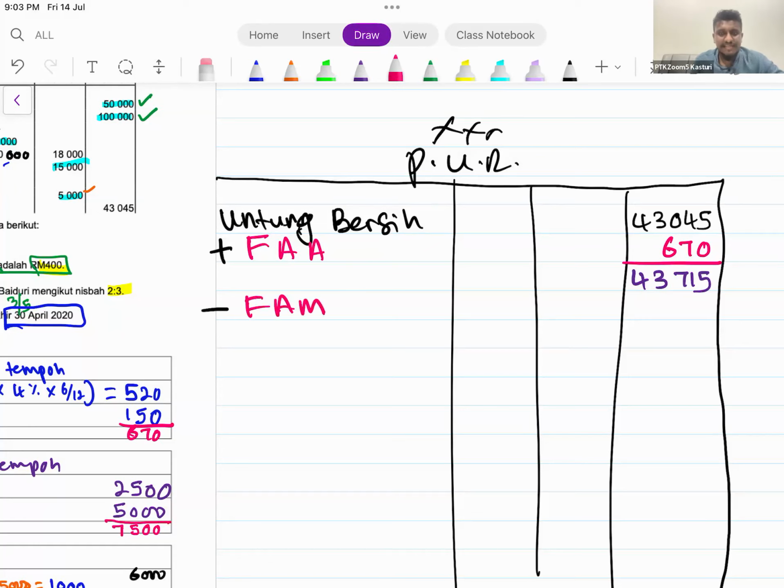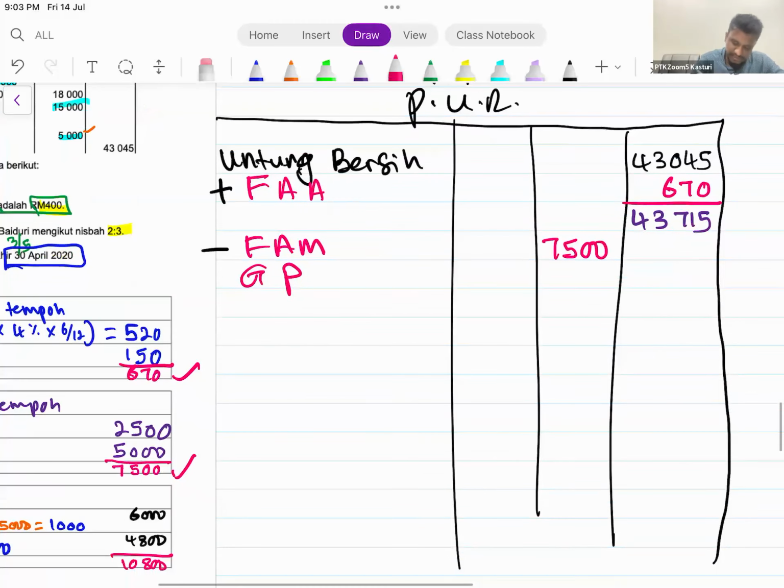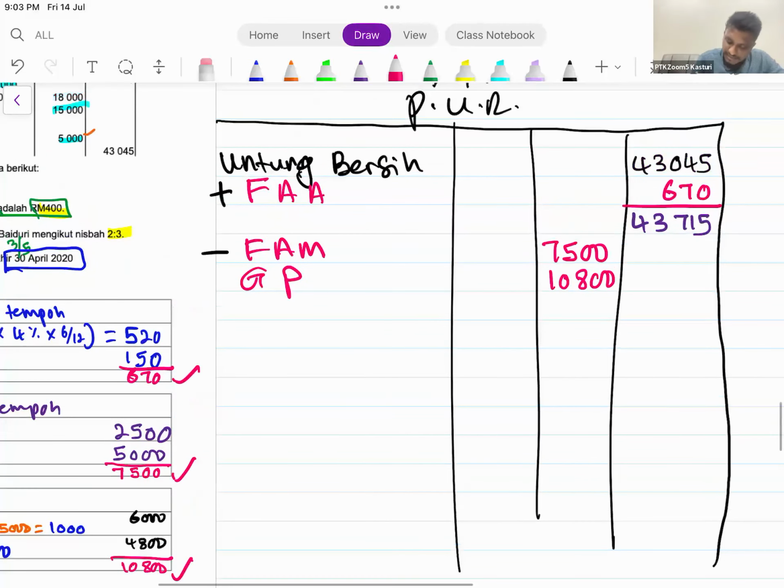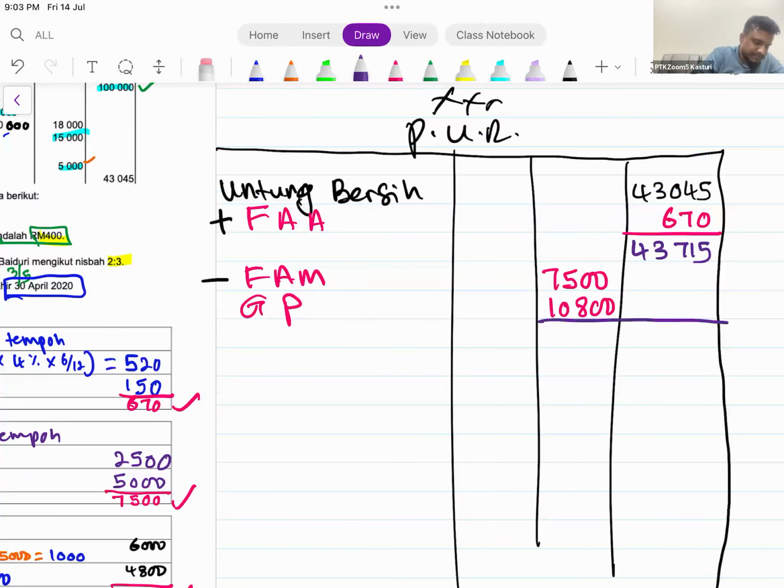Yang ini pula kena tolak dengan FAM, faedah atas modal. How much is the faedah atas modal? 7,500. Just now we calculated, right? And then tolak dengan gaji pekongsi. How much is the total gaji pekongsi? You write here. Easy or not? If you calculate it, very easy. Then total up this: 18,300. Minus. This one also minus.